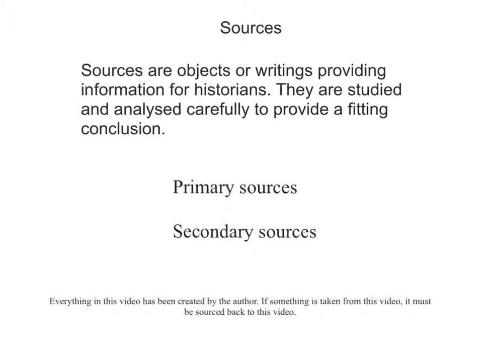Welcome back. Today we are going to be talking about sources. Sources are objects or writings providing information for historians. They are studied and analyzed carefully to provide a fitting conclusion. There are two types of sources: primary sources and secondary sources.